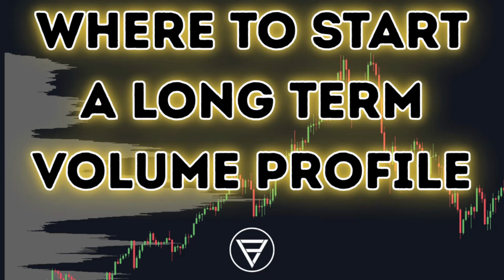I'm going to be talking about volume profile, specifically the placement of where to put volume profiles. Again, this is my way and my method of how I do it.